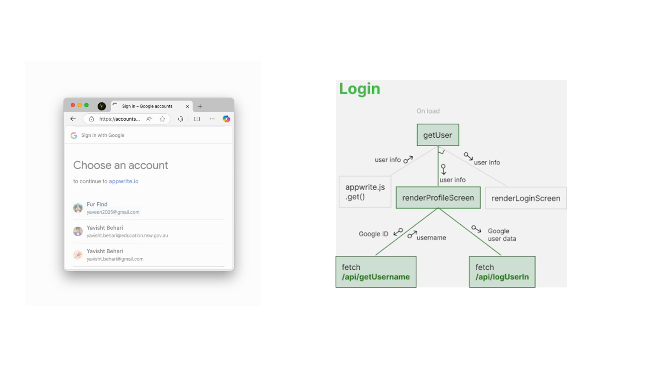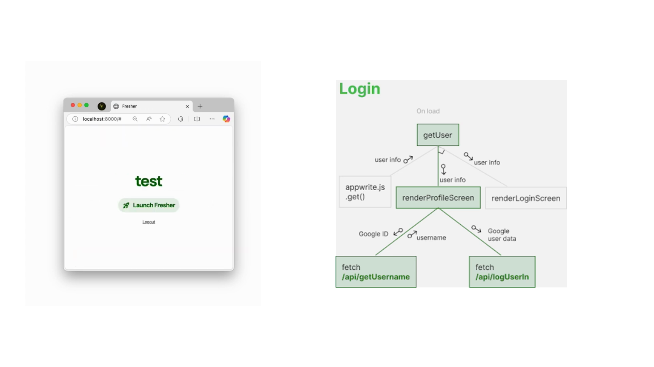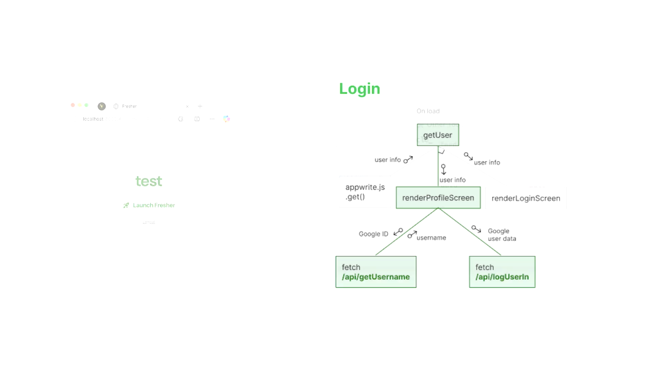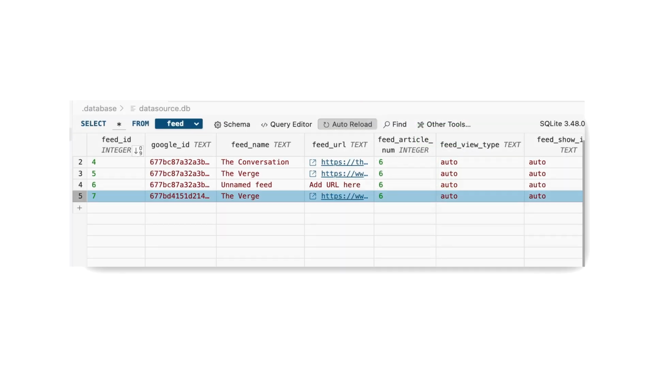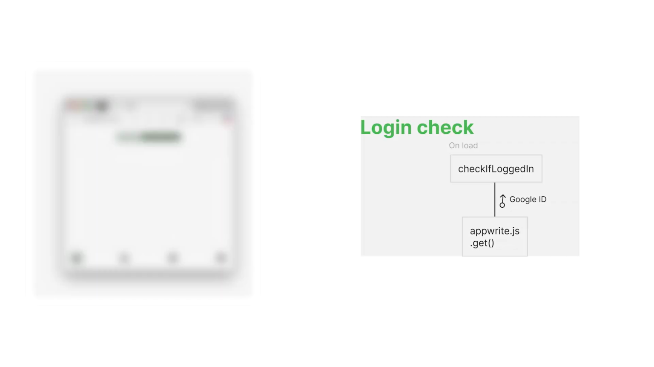This function fetches a username from the server and checks if the user actually exists in the database. If the user doesn't exist, Fresher will create a demo feed in the database. From there, the user can launch Fresher. Whenever any page on Fresher loads, a script automatically runs to ensure that users who don't have a valid Upright session token are always directed back to the login screen.